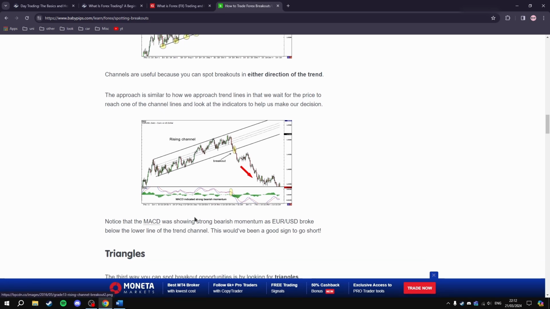Notice that the MACD was showing strong bearish momentum as Euro USD broke below the lower line of the trend channel. This would have been a good sign to go short.